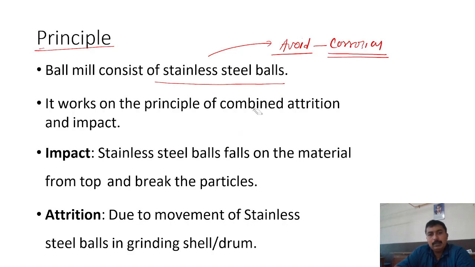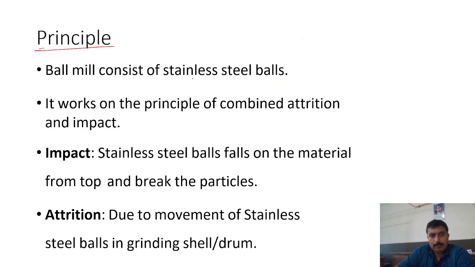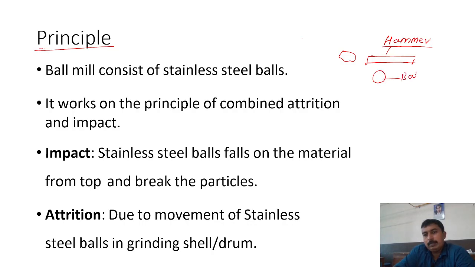What about the principle of size reduction? The ball mill works on both principles, attrition as well as impact. Let's see what is meant by impact, what is meant by attrition, and how impact and attrition take place in a ball mill. So what is meant by impact? Impact means the particle is hit by the moving object of the mill. In a hammer mill, the moving objects are hammers. This is one representative hammer. In a ball mill, the moving objects are stainless steel balls.